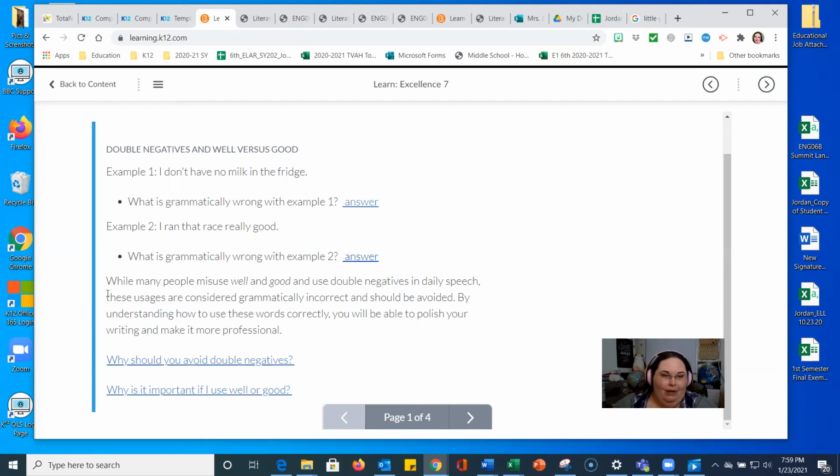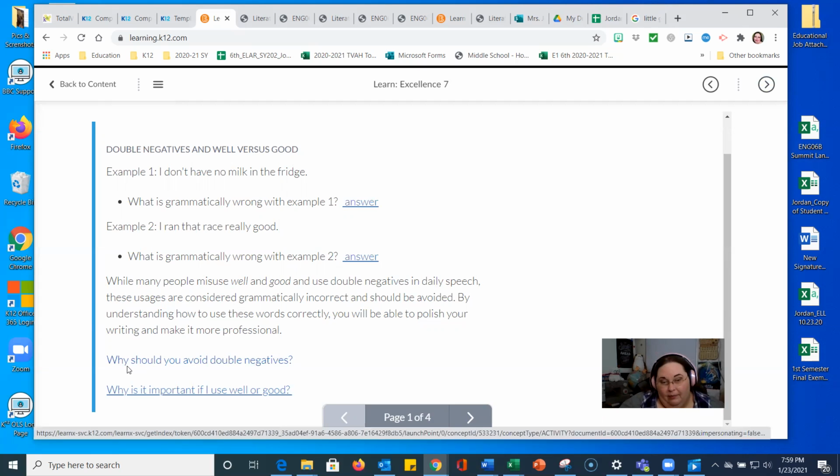All right. While many people misuse well and good and use double negatives in daily speech, these usages are considered grammatically incorrect and should be avoided. By understanding how to use these words correctly, you will be able to polish your writing and make it more professional. Why should you avoid double negatives?